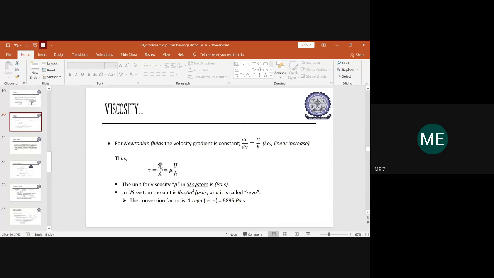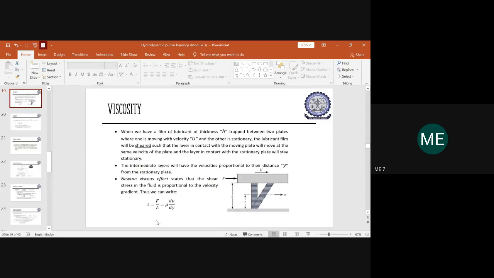So instead of F upon A, we are replacing that by the viscosity into the velocity gradient, which is constant with respect to Newtonian fluid, and h will be nothing but the thickness of the film. So there will be slight variation. This is always referred to when you have a variation in the velocity of the intermediate fluid layers.